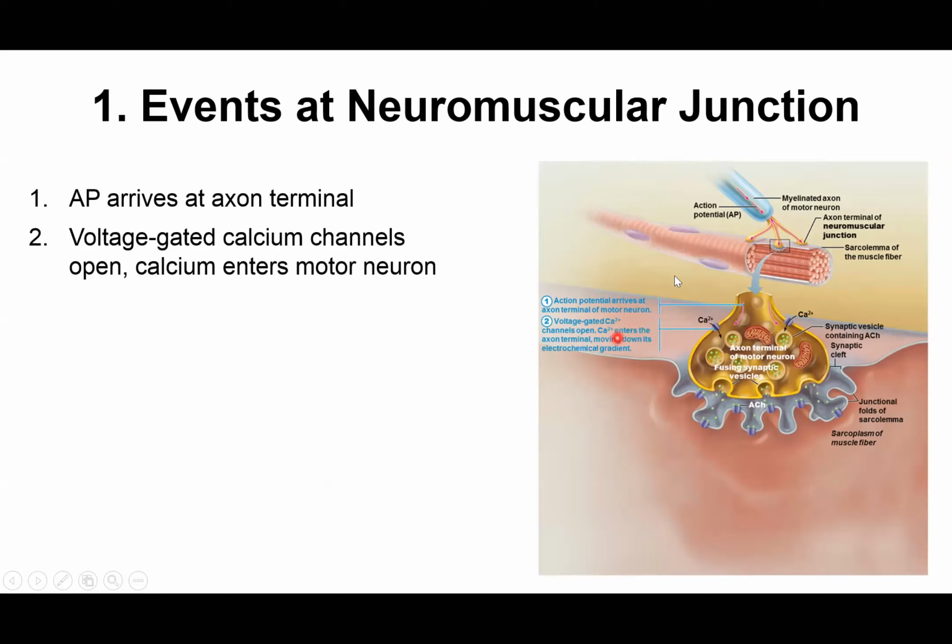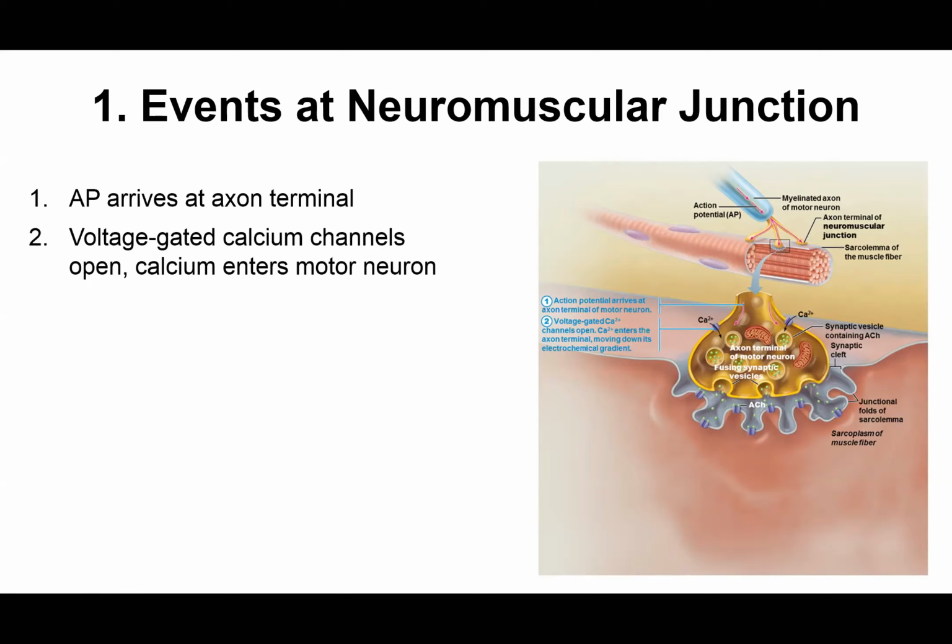And then at the axon terminal, so we're seeing this little axon terminal here synapsing on a muscle fiber. So we're just going to zoom in on that so we can see exactly what's happening. So after the action potential arrives at the neuromuscular junction, the axon terminal, this change in voltage caused by the action potential opens up calcium channels.